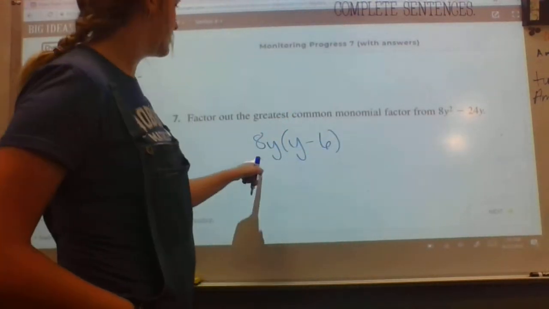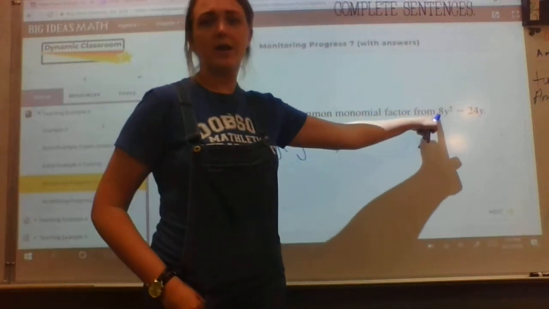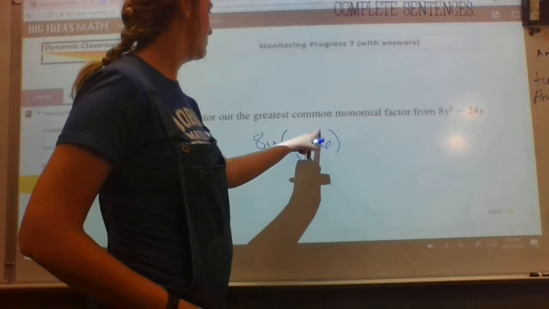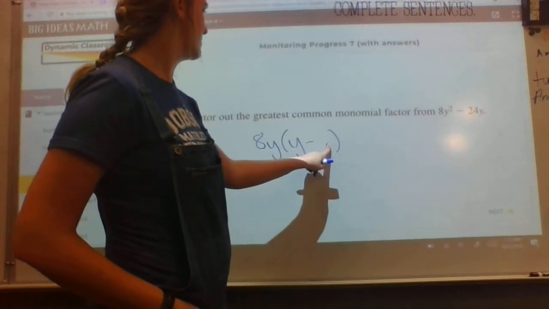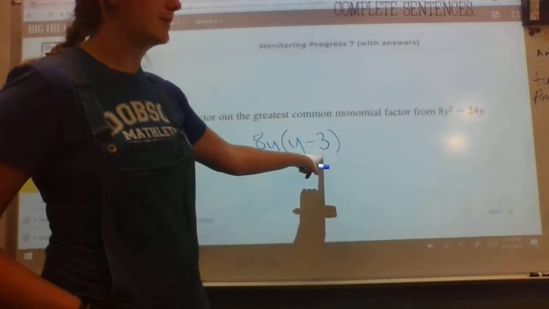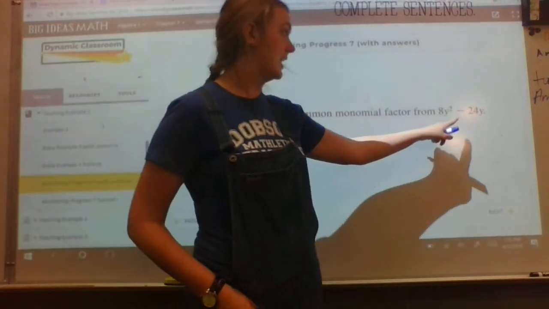Then I can check my answer. 8y times y is 8y squared. Check. Negative 6 times 8y is negative... Ooh, good thing I checked my answer because that's not true. This should be 3. 8y times negative 3 is negative 24y.